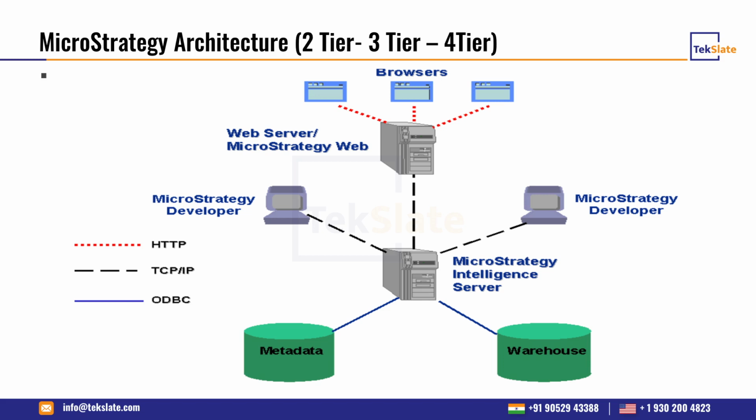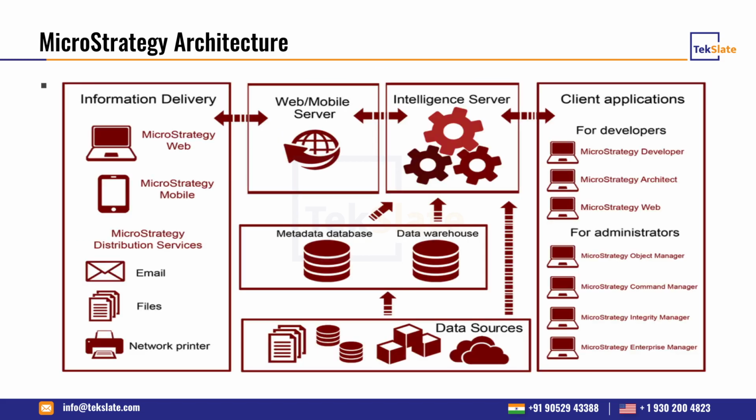Third one is web, mobile server, and intelligent server. Here, the data sources are the prime important collection of normal information of any organization. It may be cloud or it may be server or it may be anything, whatever the data sources available. That is connected with the enterprise data warehouse and metadata database itself. At the same time, that data sources are connected with the intelligent server.